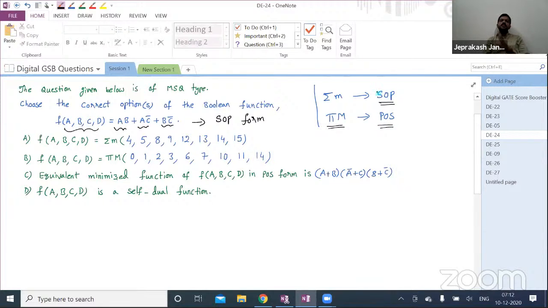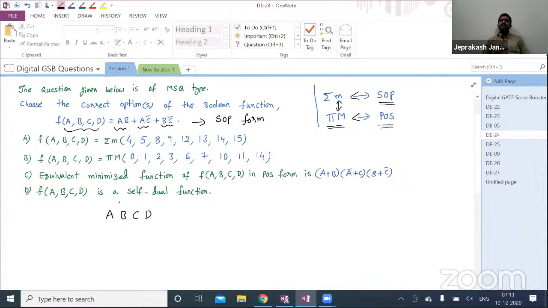Similarly, you can do the reverse also. If you have SOP form, you can convert into sigma m. If you have POS form, you can convert into pi capital M. Once you know sigma m, you can convert into pi capital M, or from pi capital M to sigma m. All these conversions in any direction you can do, right? So now let us convert this SOP form into sigma m format by using the shortcut method. First write the variables ABCD.